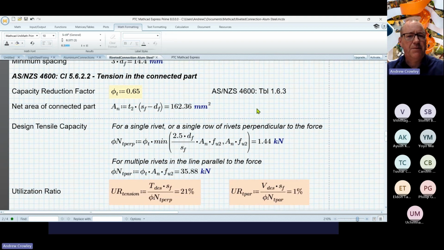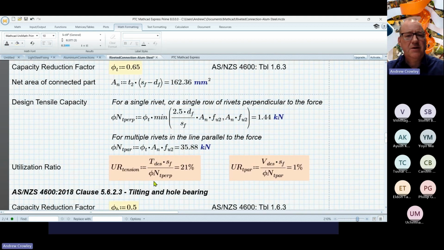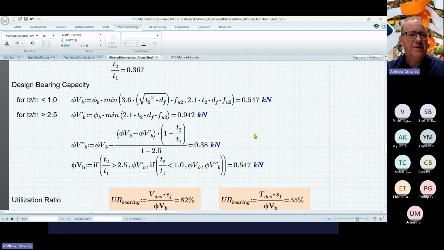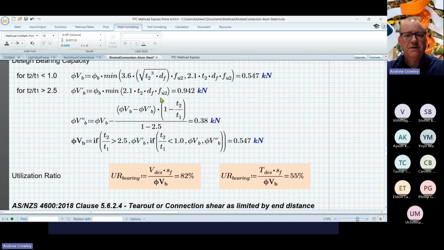Looking at the tension in the connected part, and you're subject to shear. So you apply those, again, compare them with the applied loading in tension and shear. A check on tilting and hole bearing. And it's a complicated equation depending on whether your T2 over T1 is less than 1, then you get 0.54. If it's more than 2.5, you get 0.94. In our case, it's 0.367, so therefore you're using the first value, even though I've put in the potential for interpolation in there.